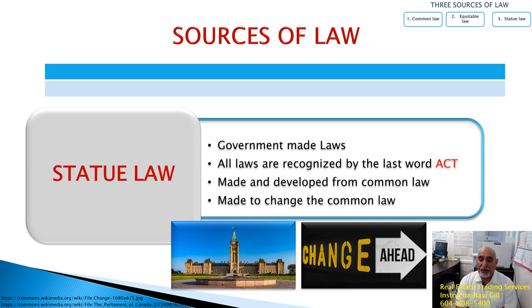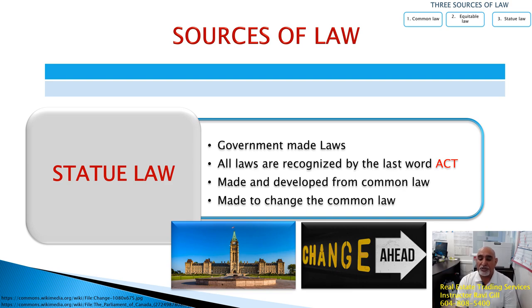And the judge now will follow the statute law as the main source of deciding the outcome of a case. The judge always looks to see if there's a statute law before he looks at equitable law, and the last thing he'll look at, if there is nothing in the statute law and nothing in the equitable law, is common law. So it's the reverse of the way we studied this chapter.